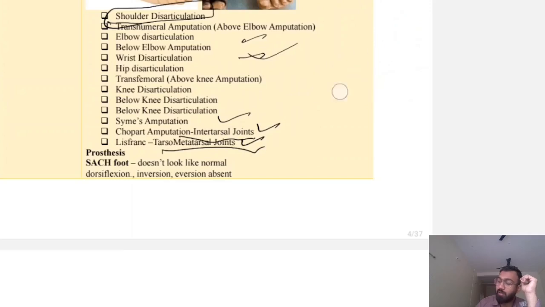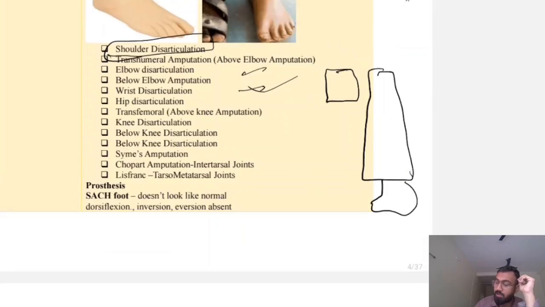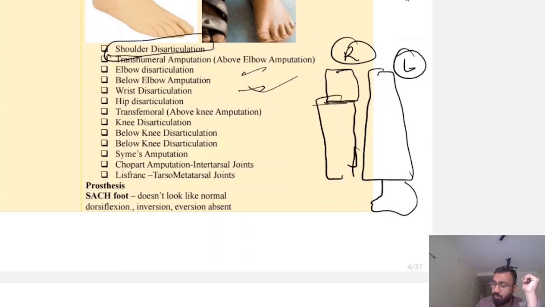So let's assume you have done an above knee amputation of a patient. Okay. So this is the above knee amputation. This is the left side. This is the right side. Okay. You have cut the bone from here. Okay. So now how will he walk? So you will apply a prosthetic limb to this patient, but you have to give a SACH foot or Jaipur foot to this patient.